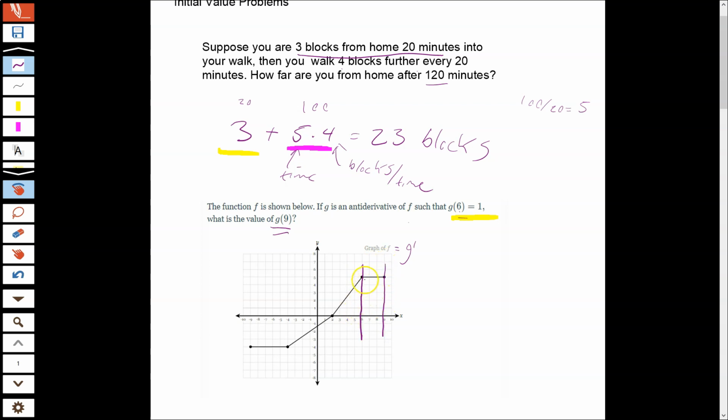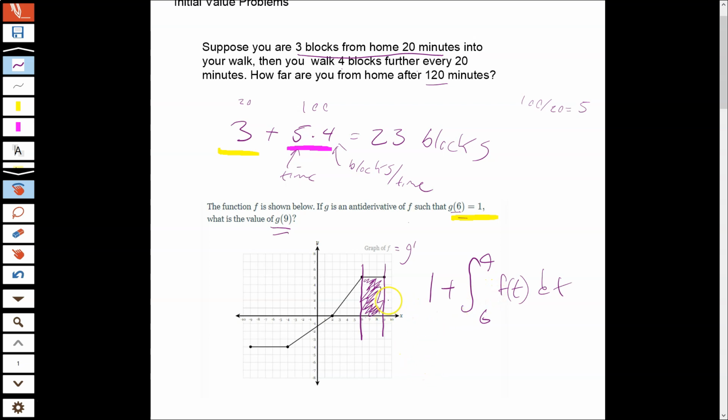Okay, so what I want to do is take my initial value. So I know that at 6 minutes, or whatever we're talking about here, I'm starting with 1 plus the total change from 6 to 9. And the total change, that's an integral, right? So that would be the integral, the area under this curve. I'm going to write it out formally so you can see it. So g of 6 plus the integral from 6 to 9 of f of t dt, or f of x dx, doesn't really matter in this case.